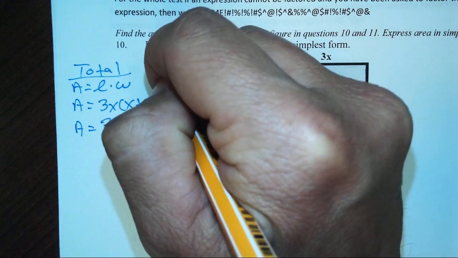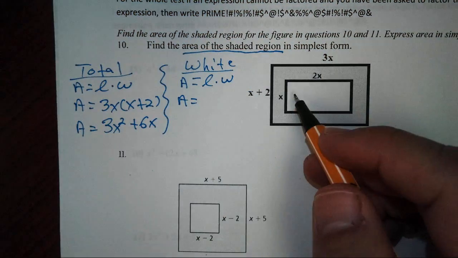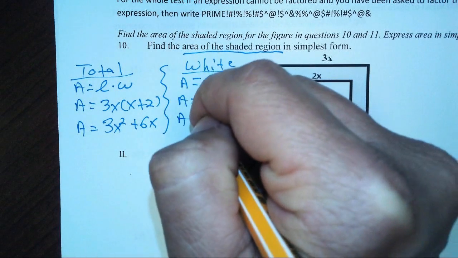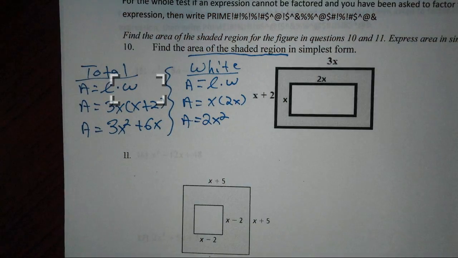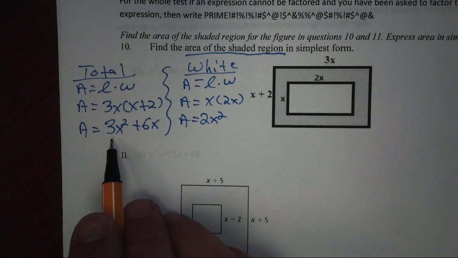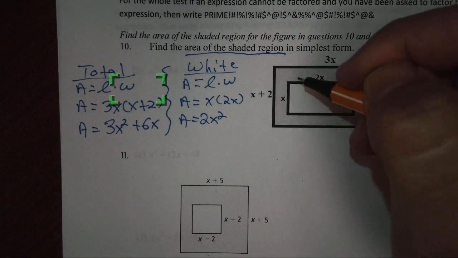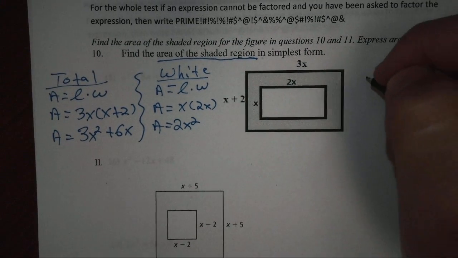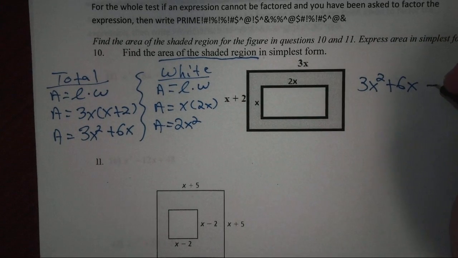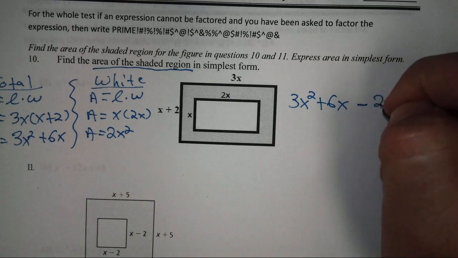Again, its area is length times width. So this is x times 2x, which gives us 2x squared. You can kind of think about this as being a huge pizza. So the pizza, we start off with 3x squared plus 6x, and then someone cuts out the middle and eats it. So we want to figure out how much pizza is left over. So we take what we started with, which was 3x squared plus 6x, and then we subtract the part we took out. And we took out this 2x squared.